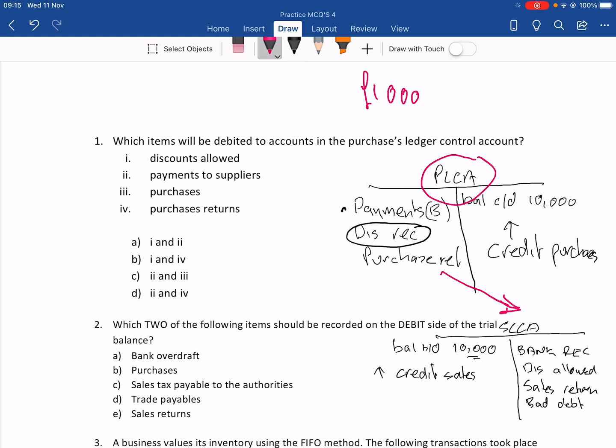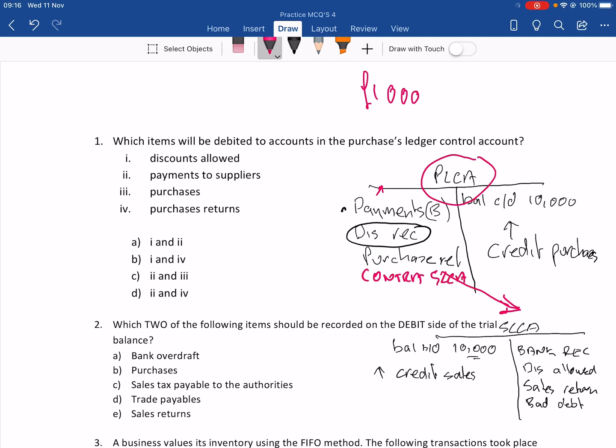So we supply them, but we also buy off them. So what we do is what we call a contra entry. If I owe the customers £1,000, but the customers owe me £1,000, rather than go through that transaction, we just put it in the account. So for the purchase ledger control account, what reduces the amount of money that we owe is what we call a contra entry. Okay? And that would be the SLCA.